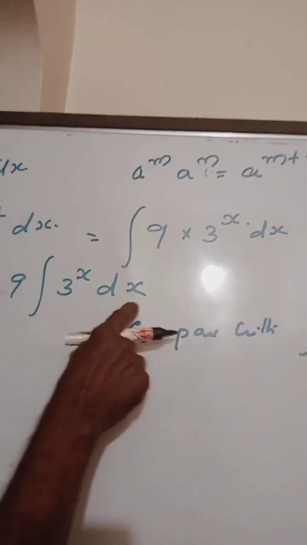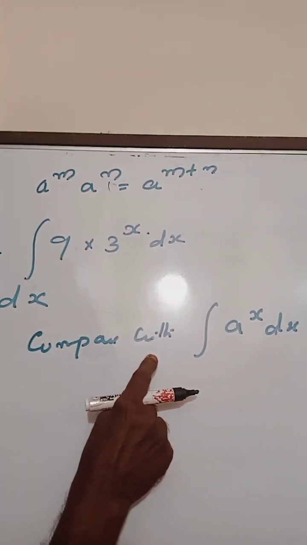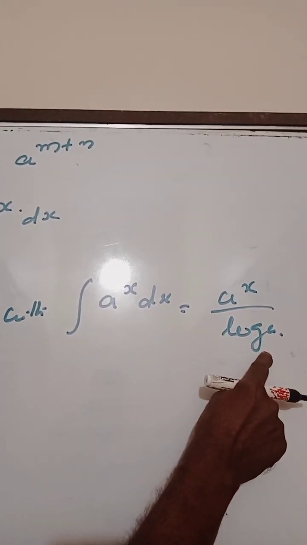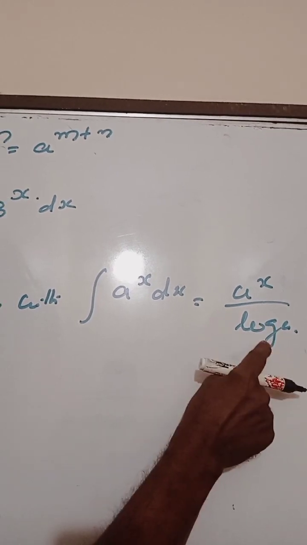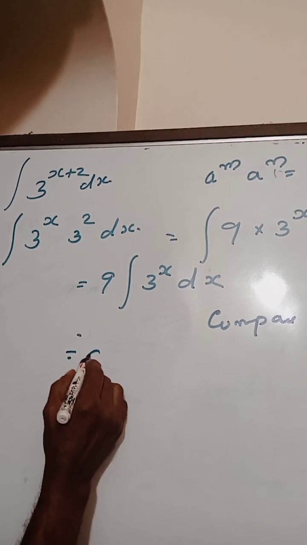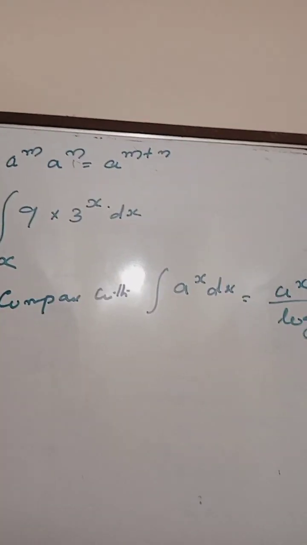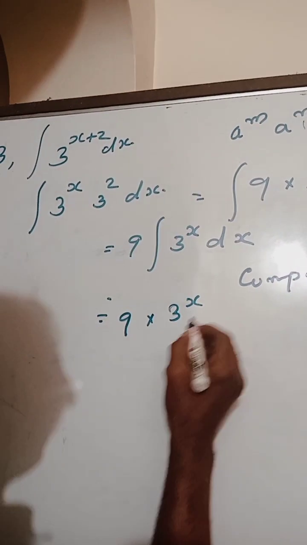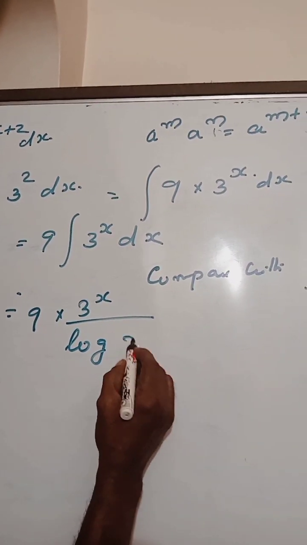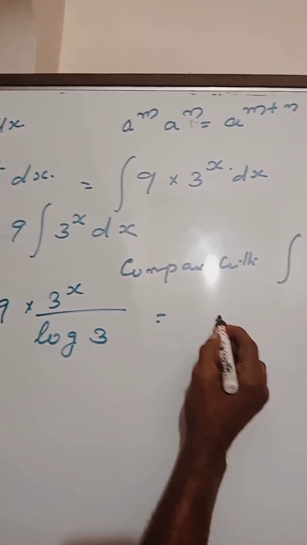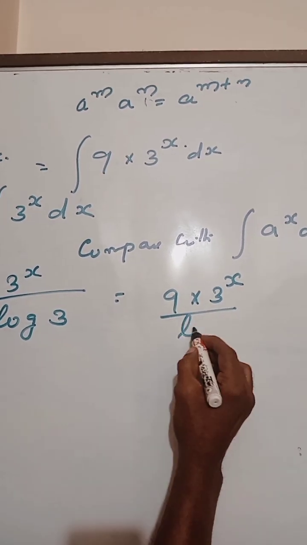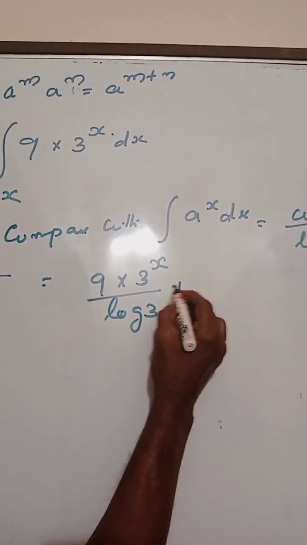Integration of 3 raised to x dx, you compare with integration of a raised to x dx is equal to a raised to x by log a. Instead of a, there is 3. Therefore, this is equal to 9 into a raised to x, means 3 raised to x divided by log a. Log of a means log 3. That is equal to 9 into 3 raised to x by log 3 plus c.